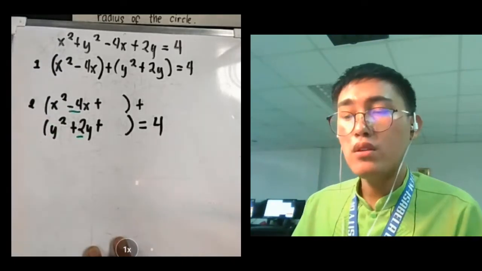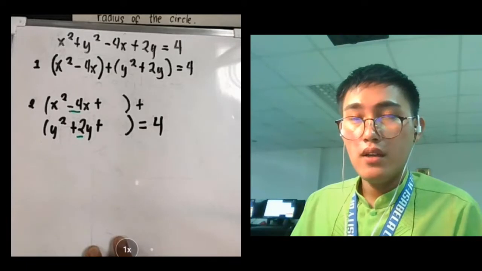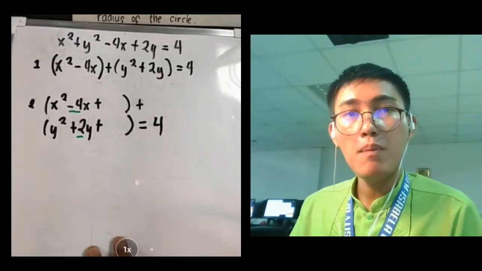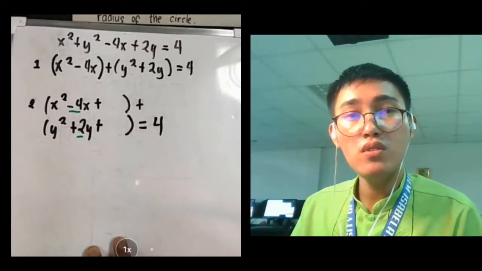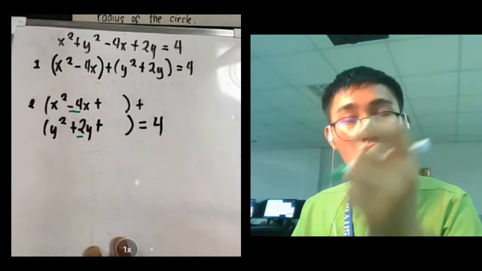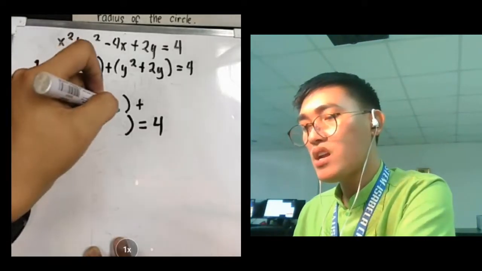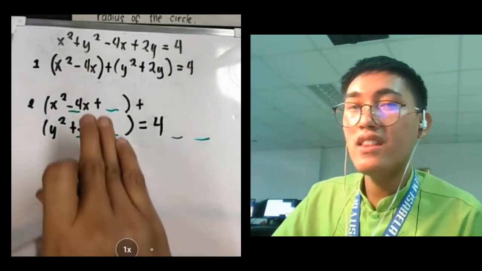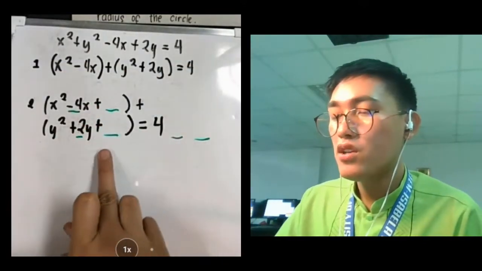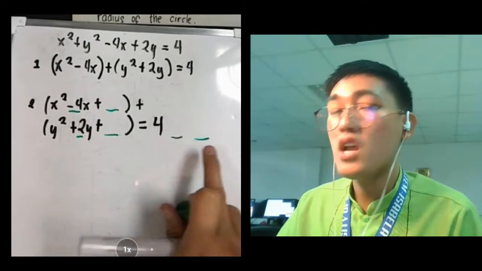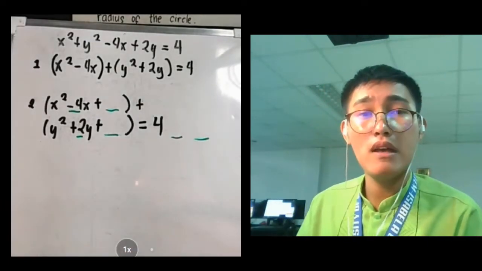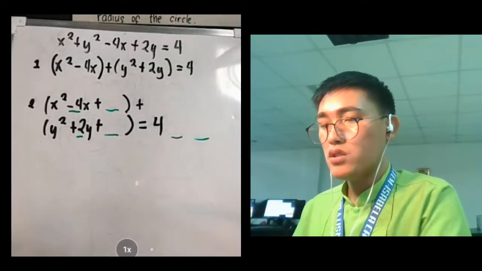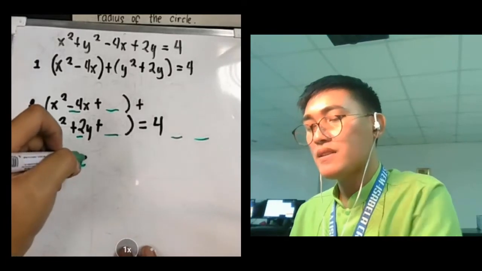What are we going to do with that? Multiply it by 1/2 or divide it by 2, then square the result. After you get the result, you just add it here and add it here. So whatever you added in the space here, you should also put it here to maintain the balance of the equation.